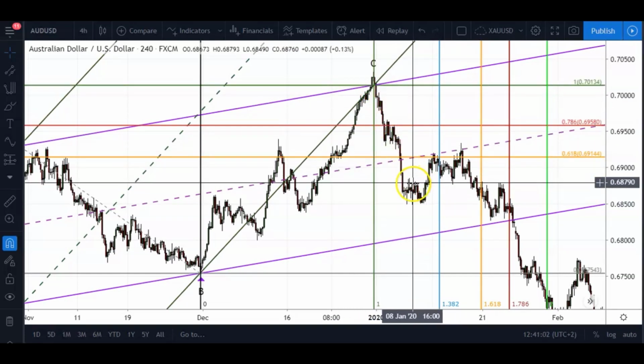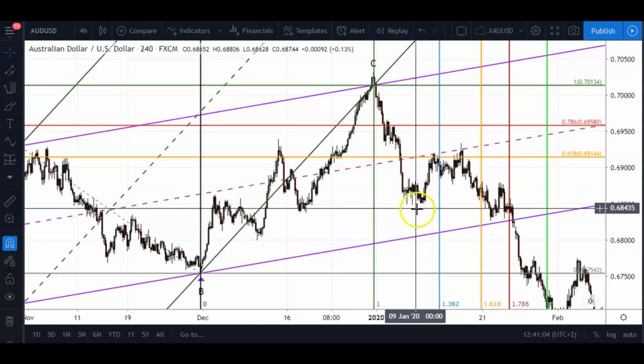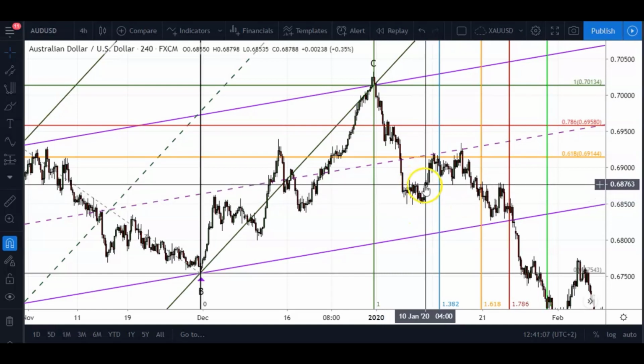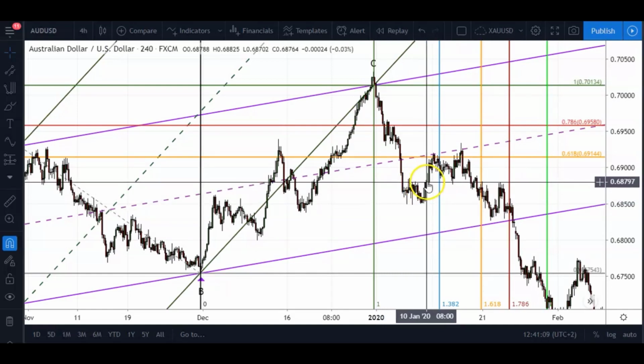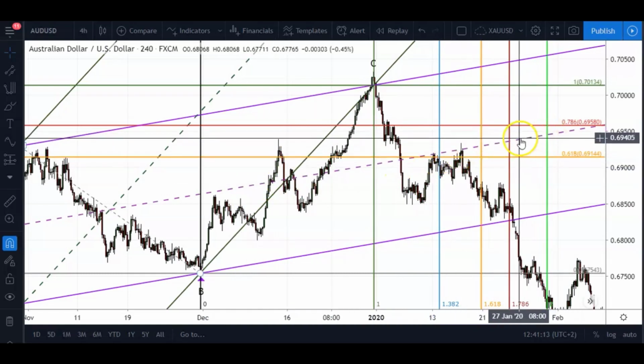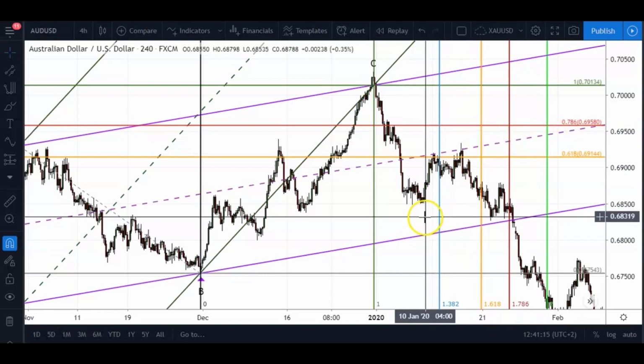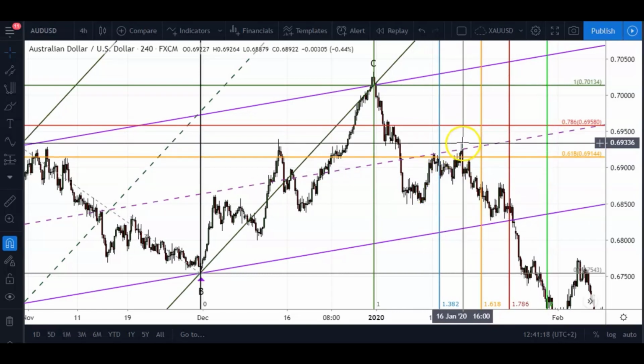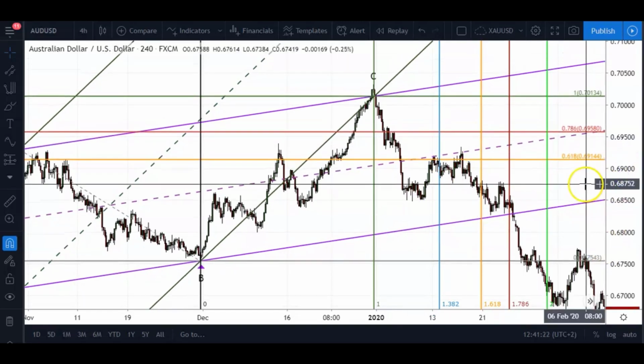I only started looking at this when I came back from holiday, and it wasn't until about here in January, around the 10th, that I started thinking that if price would retrace back to the center channel line, we could probably get the end of a correction, in this case a lower low and then a lower high, followed by a trade to the downside.